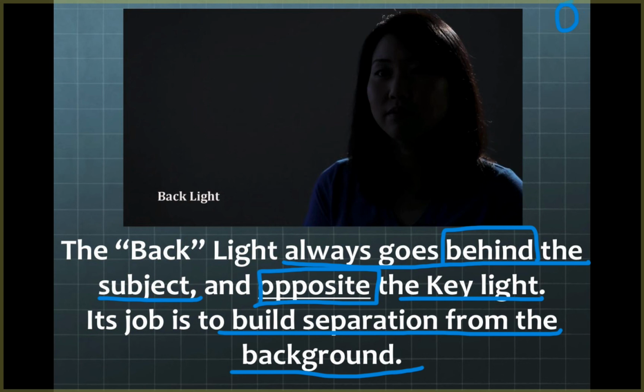By having shape coming from this direction and shape coming from this direction, it makes her pop off the screen. It makes her seem three-dimensional. It also definitely shows that there is a distance between her and the wall.